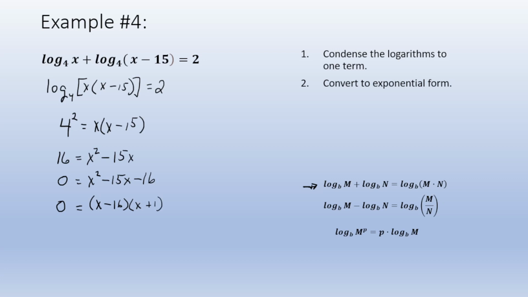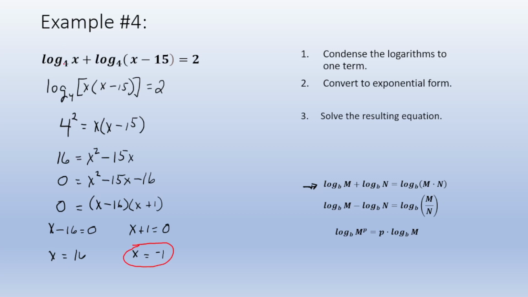Once we factor it, we set each factor equal to 0. That gives us x minus 16 equals 0 and x plus 1 equals 0. Solving each of these equations, we have x equals 16 and x equals negative 1. Upon inspection here, we find that we do run into a bit of a snag, and in particular, it's with the solution of x equals negative 1.